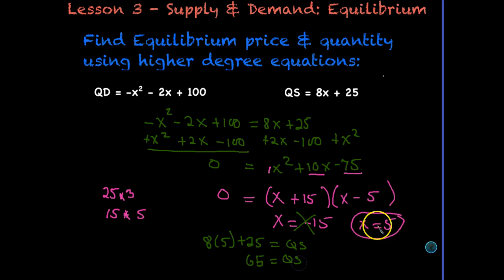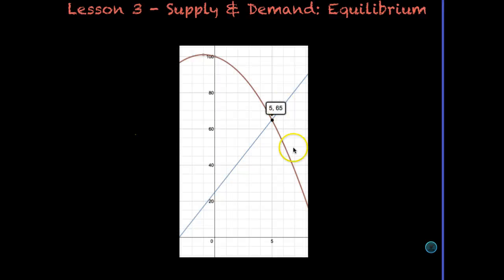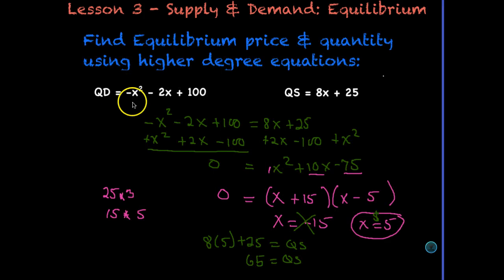All right, so now we have our answer. So for a price of $5, we can supply 65. That is our equilibrium point. Let's go ahead and look at this function graphically. Here's our two functions that we have graphed. Here's our quadratic, and here's our linear. If we look back, our quadratic was our demand curve, and our linear was our supply curve.